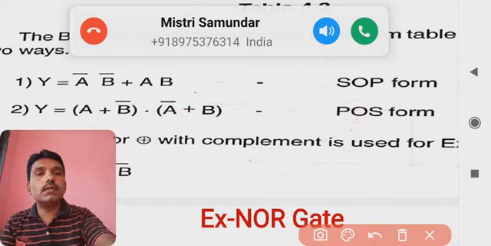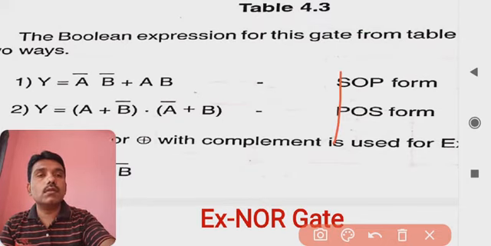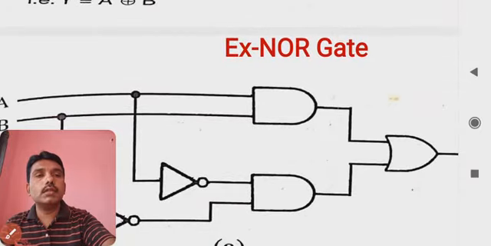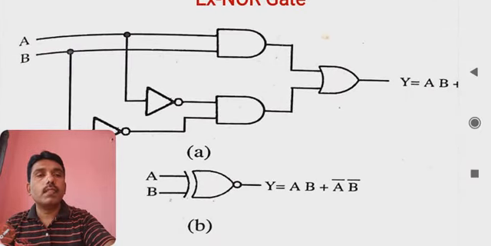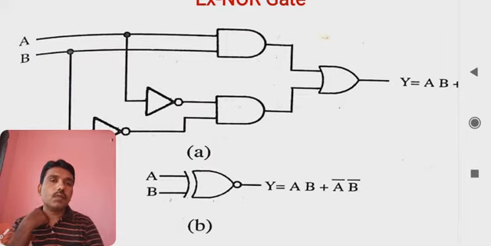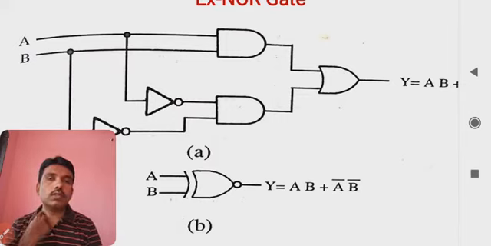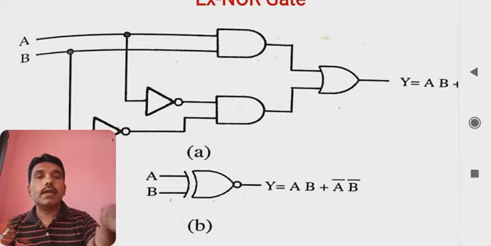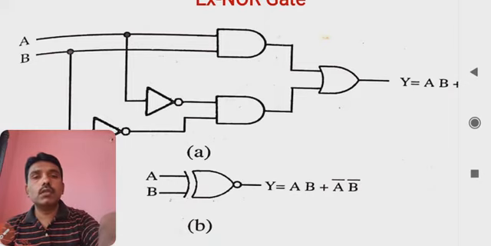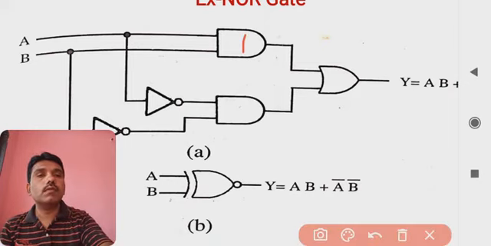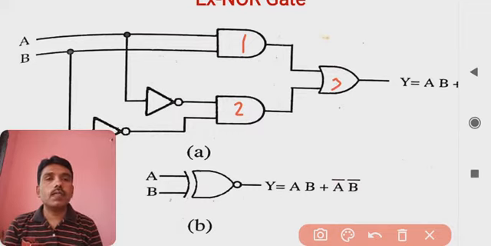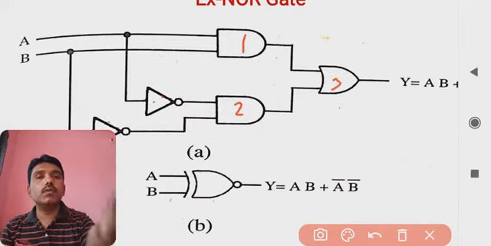Looking at the exclusive NOR gate, the electrical logic circuit is given in this form. This is the logic circuit that is going to be used, and in this case two AND gates, two NOT gates, and one OR gate are used. Here is the first AND gate, here the second, and the third is the OR gate, and these are the two NOT gates.